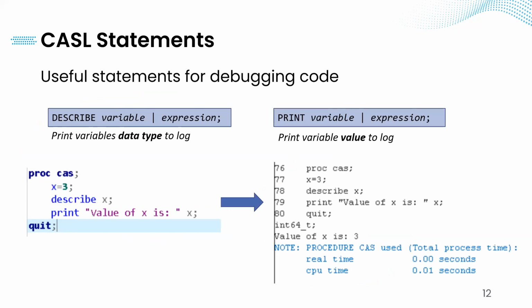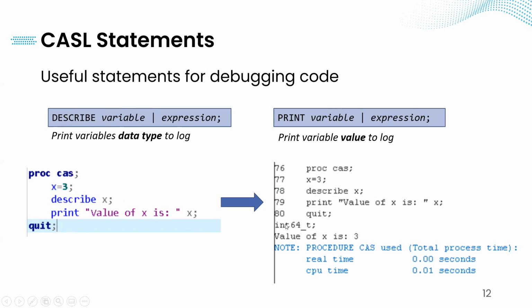Some useful statements for debugging your code within proc CAS. Describe is very useful because it will print the variable data types to the log, and print will print variable values to the log. So that's a little sample there. We're just going to set a variable x equals 3, describe it and print it. And you can see from the log, the describe prints out the data type, which here is int64_t, and then you've got a print which will give you the value.